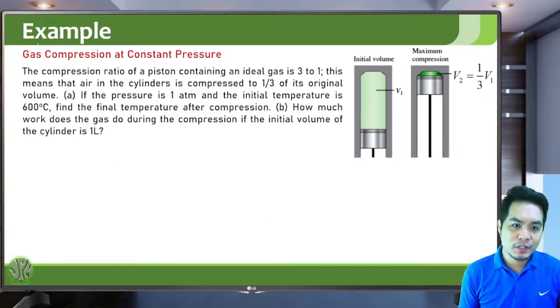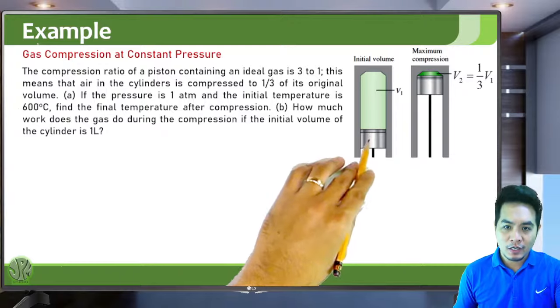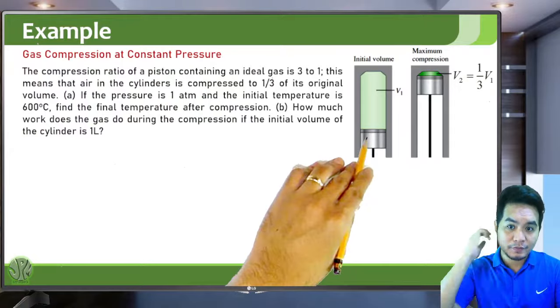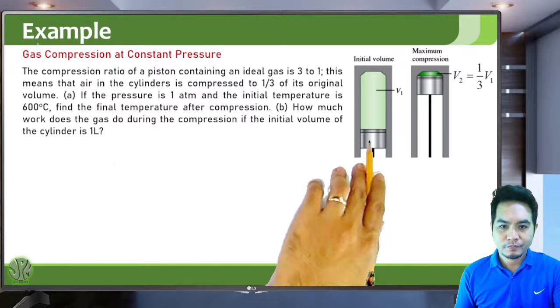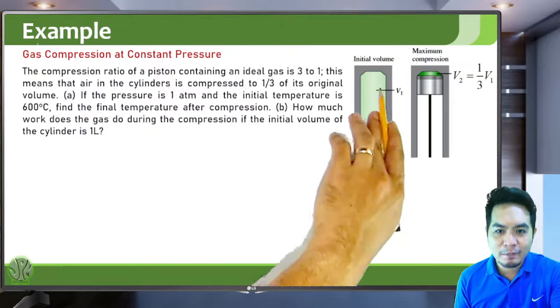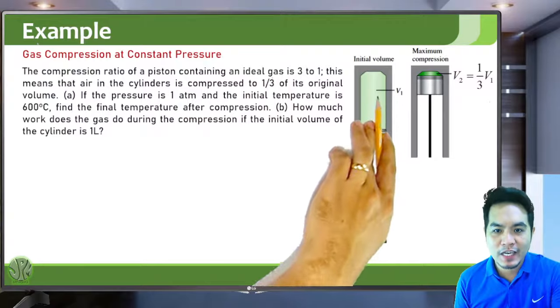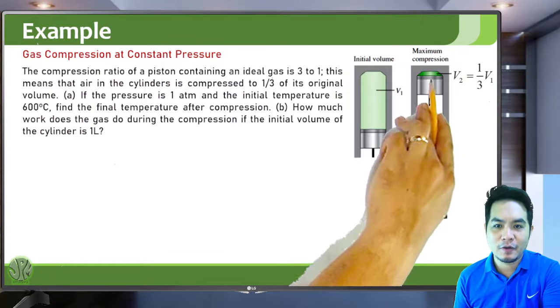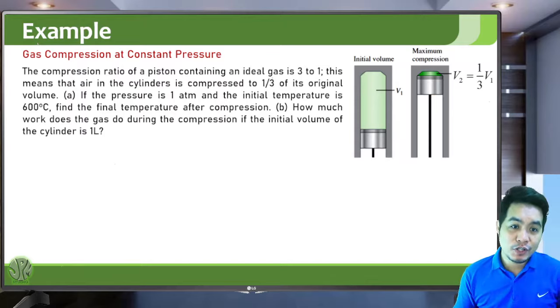So 3:1. If the pressure is 180 m and the initial temperature is 600 degrees Celsius, find the temperature after compression. And how much work does the gas do during the compression if the initial volume of the cylinder is 1 liter? This is the initial state of the system, and this is your piston. It compresses the gas. The green part here is the gas. It compresses the gas until the volume is 1/3 of the original volume.